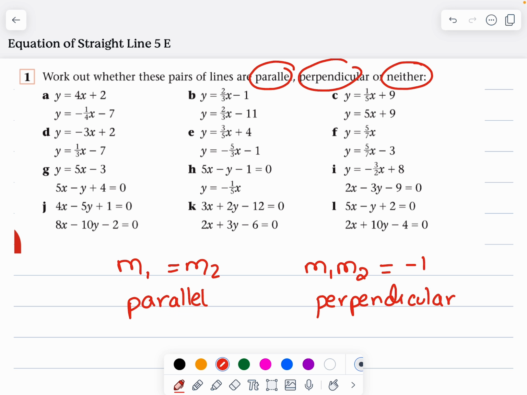Remember, if the gradients are equal, it is parallel. If the product of the gradients is equal to -1, it is perpendicular. And if both the cases are not satisfied, then it will be neither.